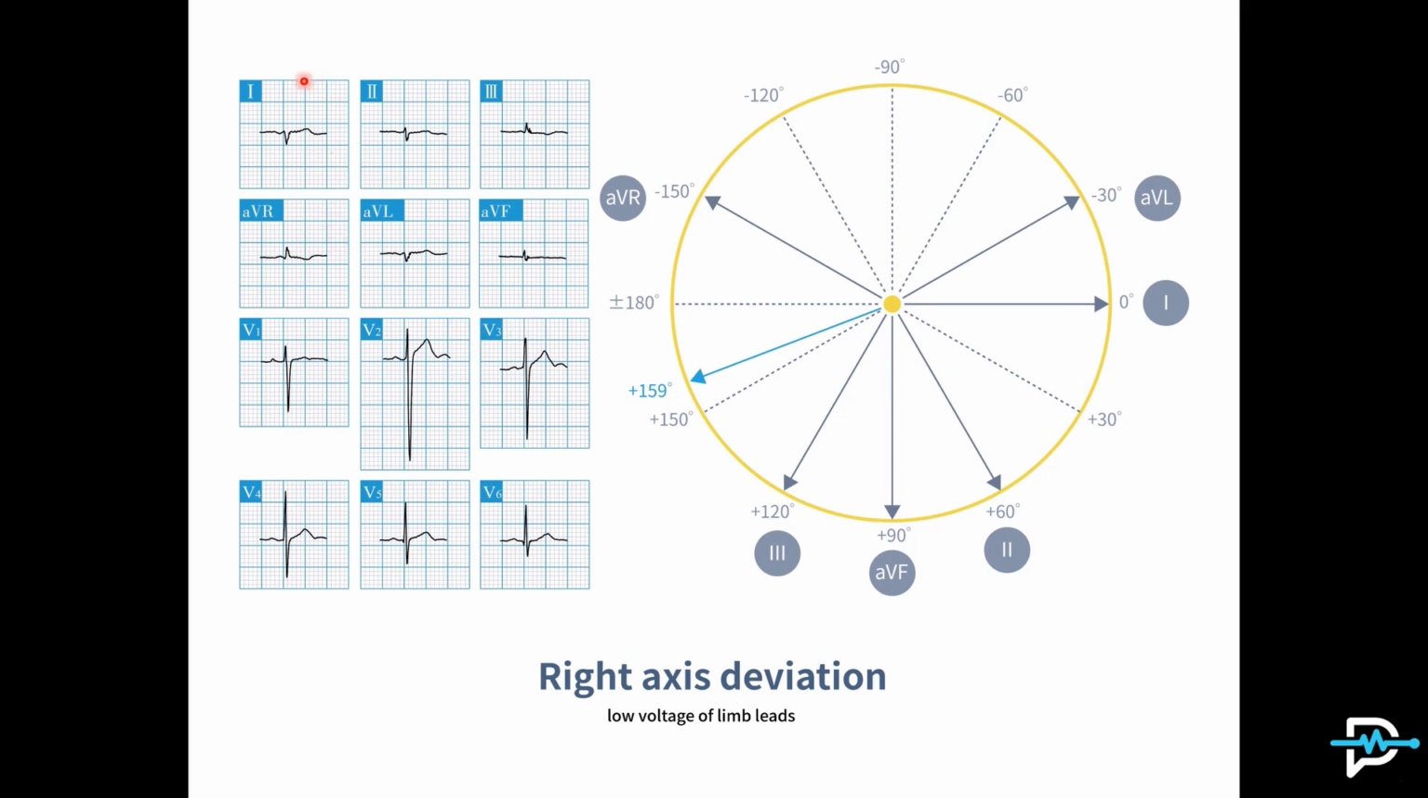So lead 1, if we use the 3-lead method, is predominantly negative. Lead 2 looks like it's predominantly negative, but it's a little bit hard to tell. And if we look at aVF, aVF looks like it's more positive. So you have negative, negative, positive. So that is a right axis deviation. And there's a lot of different things that can cause that.